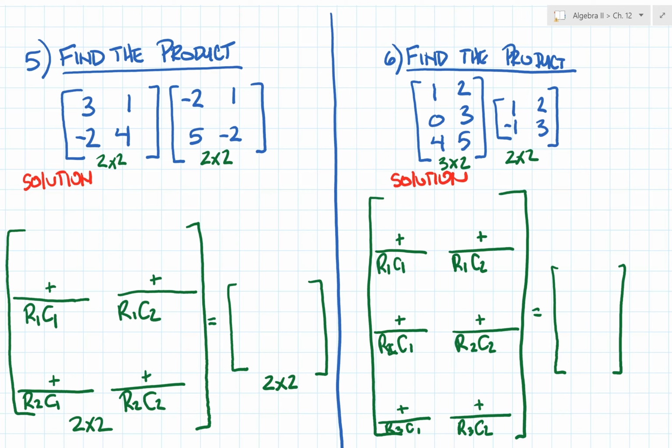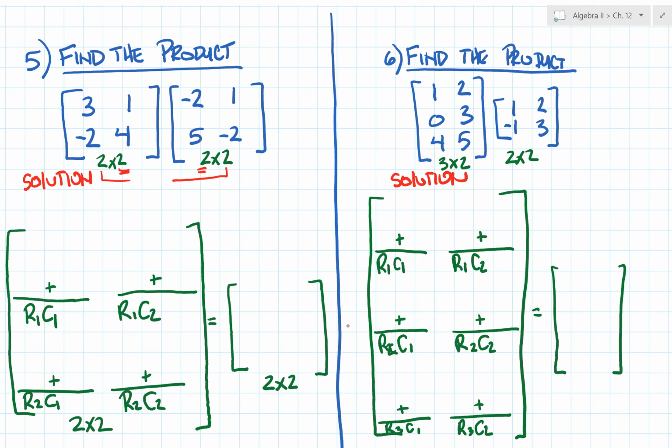On numbers 5 and 6, they want us to find the product. So remember that when you are finding the product of two matrices, the inside dimensions have to match, and the outside dimensions are what you're left over with. So I've got a 2 by 2 times a 2 by 2, and that will result in an answer that is a 2 by 2.